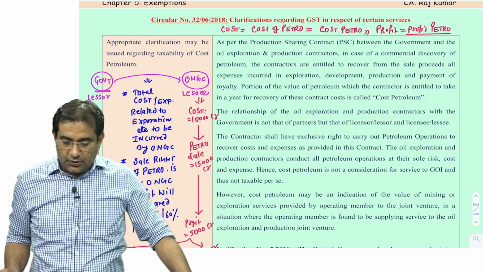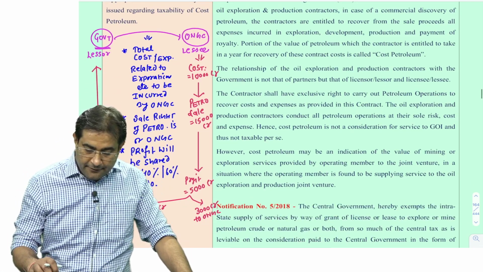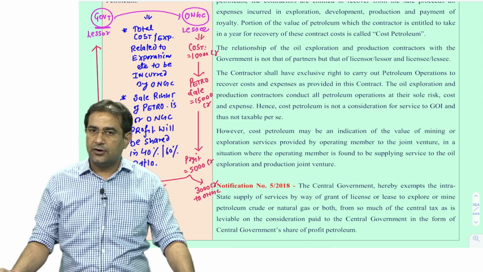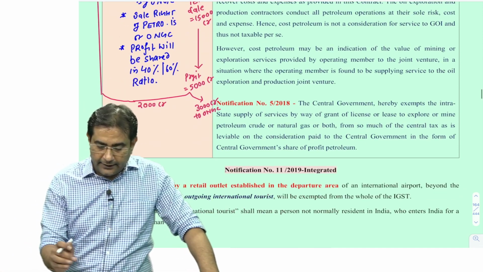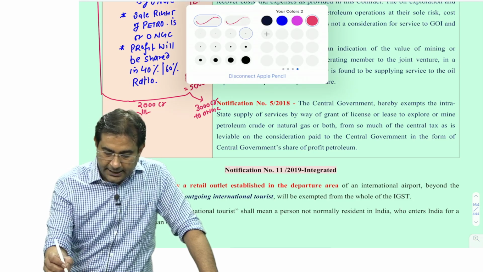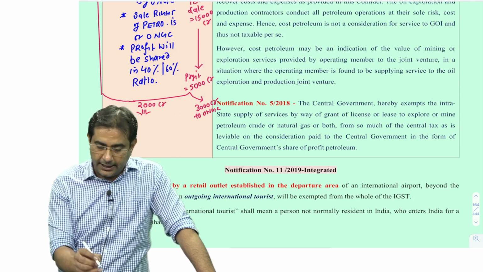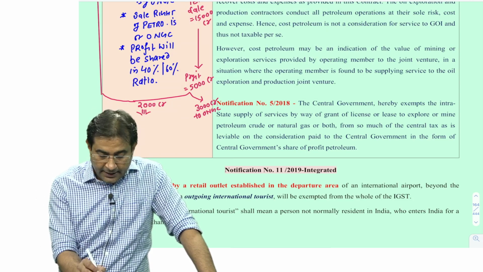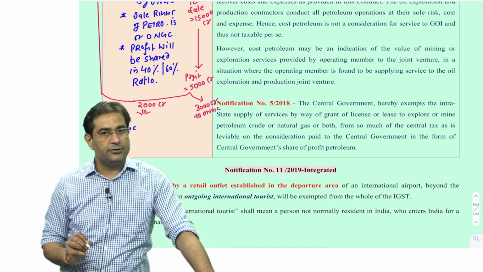Now, the question is this: whether it would be liable to GST or not. This is the final question, my dear. First of all, I would like to link 2,000 crore rupees. In such a case, who is the supplier? Sir, the supplier is the Government of India and the recipient is ONGC. Is it okay? Yes, sir.